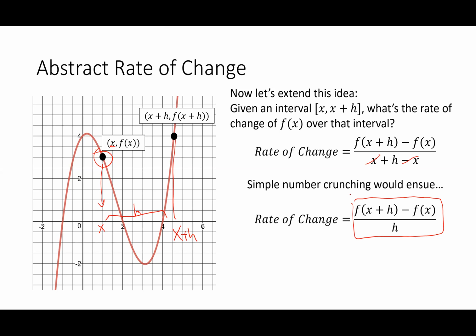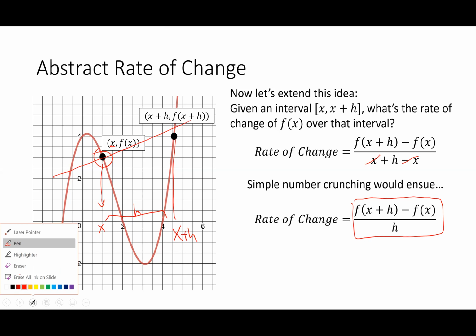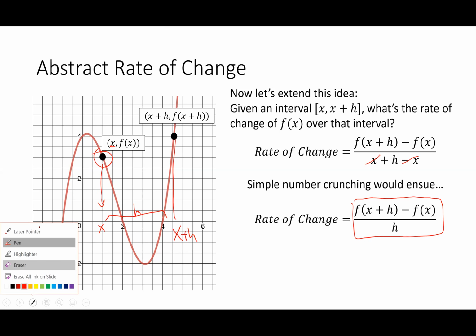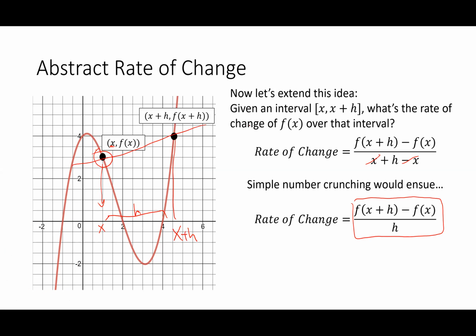Right, now what does this even mean? Well, what we're really doing here is finding the slope of the line passing through these 2 points. This number m is what I'm going to get for this value.